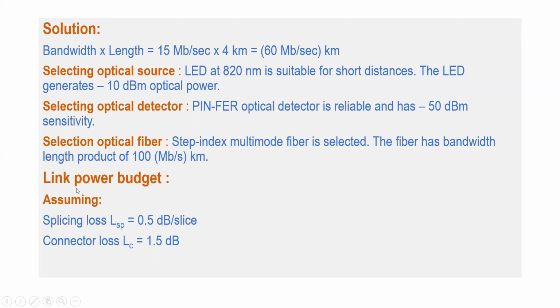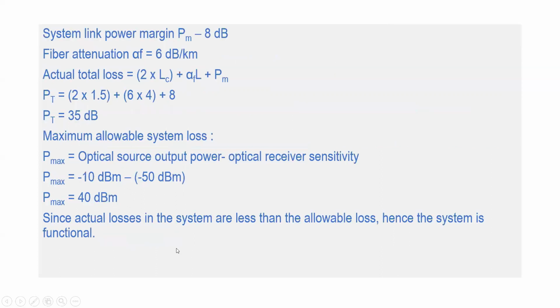Okay. Now the link power budget. How to calculate this link power budget? Let us assume that splicing loss is 0.5 dB per splice. Connector loss is 1.5 dB per connector, and the system link margin is 8 dB, as it has not been given. Fiber attenuation alpha f is equal to 6 dB per kilometer.